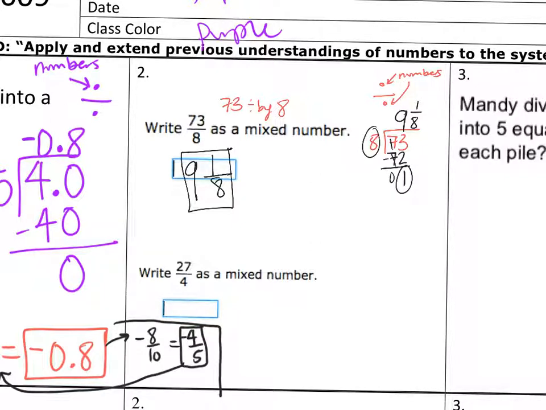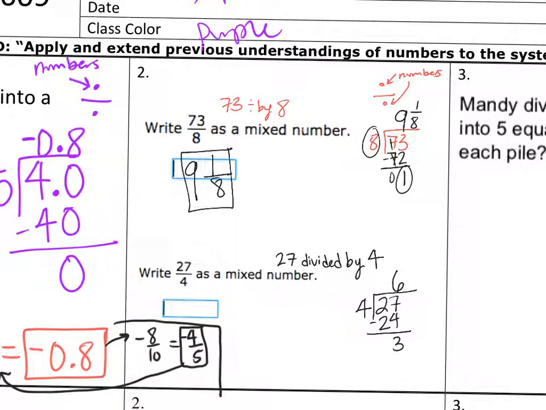Number two, the second part says write 27 over 4 as a mixed number. So again, we have 27 divided by 4. How many times does 4 fit into 27? It probably doesn't fit evenly. So let's think. 4, 8, 12, 16, 20. And again, I'm counting with my fingers. 24, 28. Oh, looks like 28 is too much. So it's 4 times 6. And 4 times 6 is 24.